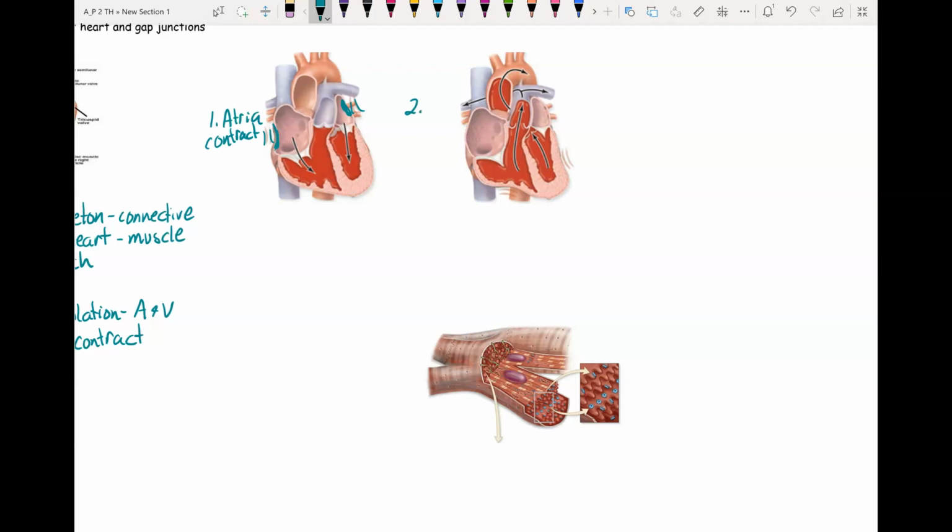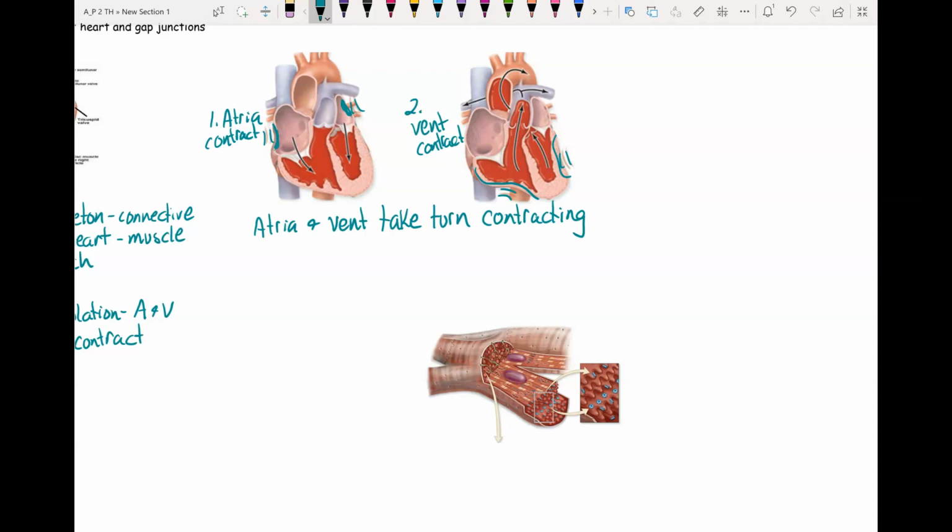Then step 2, the ventricles contract. So here you can see the ventricles are contracting. And while the ventricles are contracting, the atria are relaxed. So this taking turns is very important. Atria and ventricles take turns contracting. You never want them both to contract at the same time. And when I say both, I mean atria and ventricles. The right and left stay coordinated with each other.